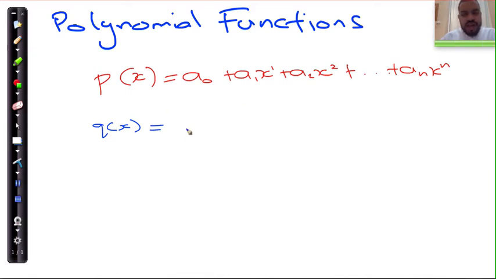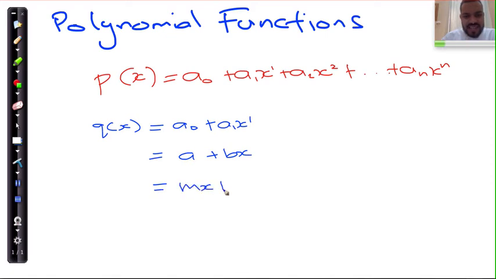in which we have a naught plus a1 x to the power of 1. This is exactly the same as saying something like a plus bx. And very commonly, that's exactly the same as saying it is mx plus c. Okay, and so there you go. That's your first hint. This is all the exact same polynomial.